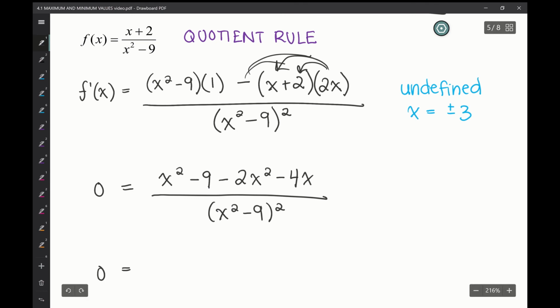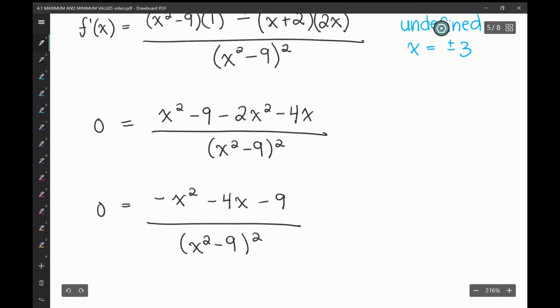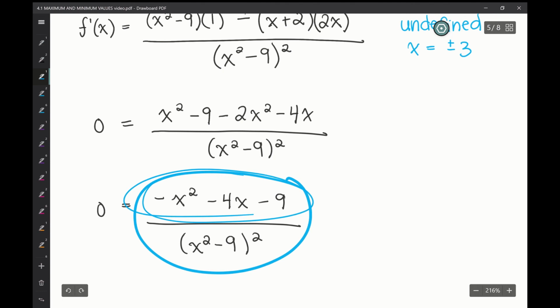And let's simplify that a little further. So x squared minus 2x squared gives us negative x squared. And then we have minus 4x minus 9, all over the quantity x squared minus 9, all squared. This whole entire thing will be equal to 0 when the numerator is equal to 0. So we have 0 is equal to negative x squared plus 4x plus 9, factoring out that negative.